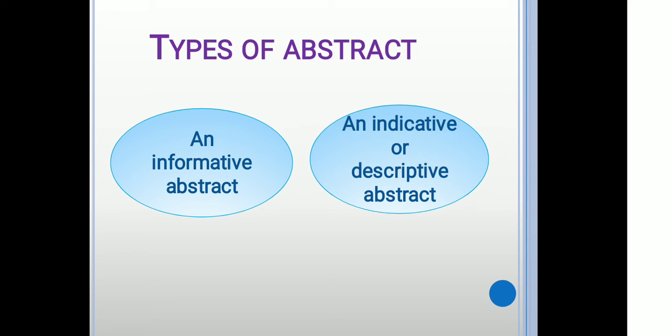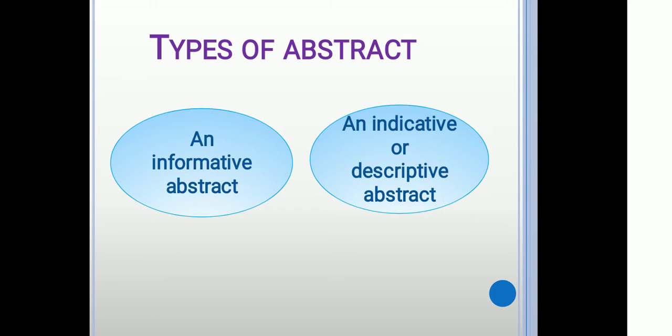The next one, an indicative or descriptive abstract. This abstract rather describes the content of the paper and may thus serve as an outline of what is presented in the paper. This kind of abstract cannot serve as a substitute for the full text.